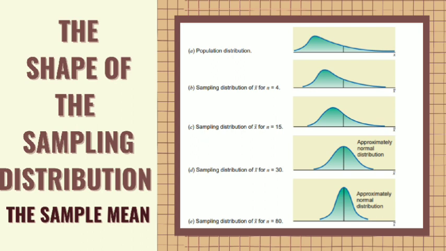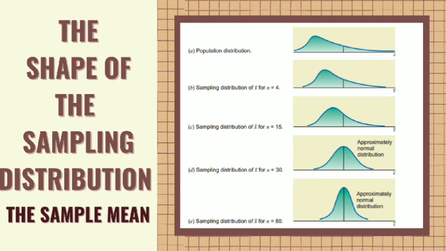If you notice, figures B and C have sample sizes less than 30, which are 4 and 15, so their sampling distributions are not considered normal. But figures D and E are approximately normal because their sample sizes are greater than or equal to 30. What is common in case number 1 and number 2 is that the spread of the bell curve decreases as the sample size increases.